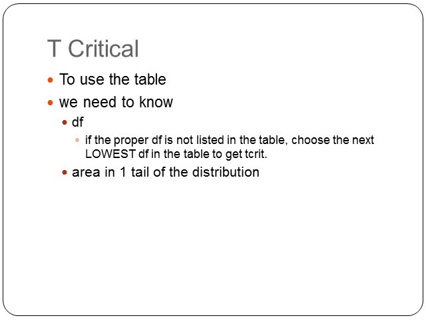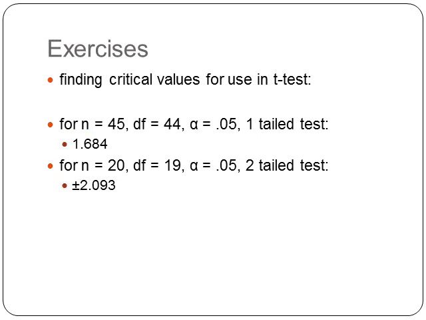To use this, we need to know the degrees of freedom and the area in the tail that we're looking for. So as an exercise, we could say that if n equals 45 for a one-tailed t-test, well, degrees of freedom are going to be equal to 44. We've set alpha ourselves to 0.05. We would end up with a value of 1.684 for a one-tailed test.